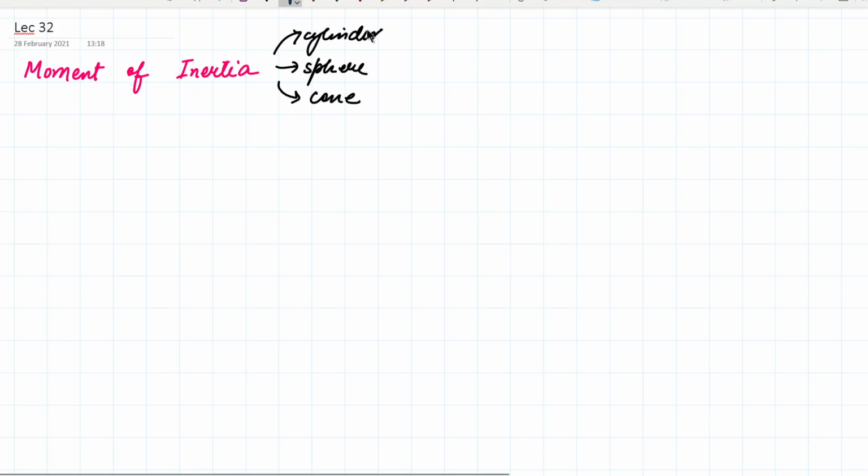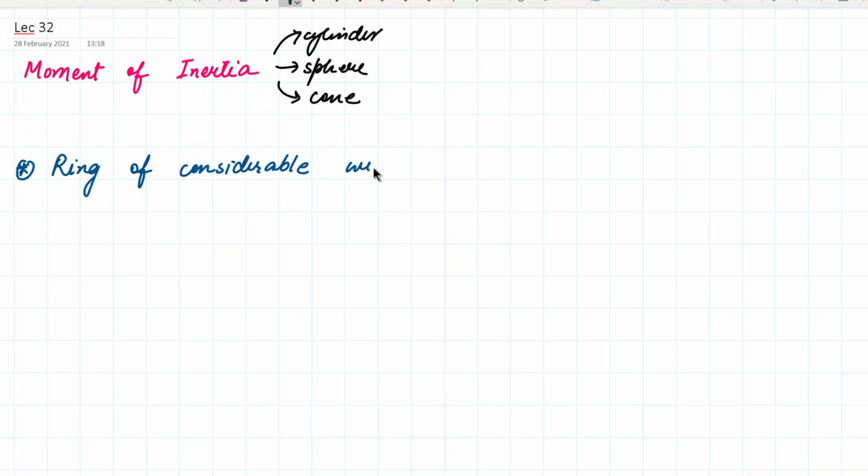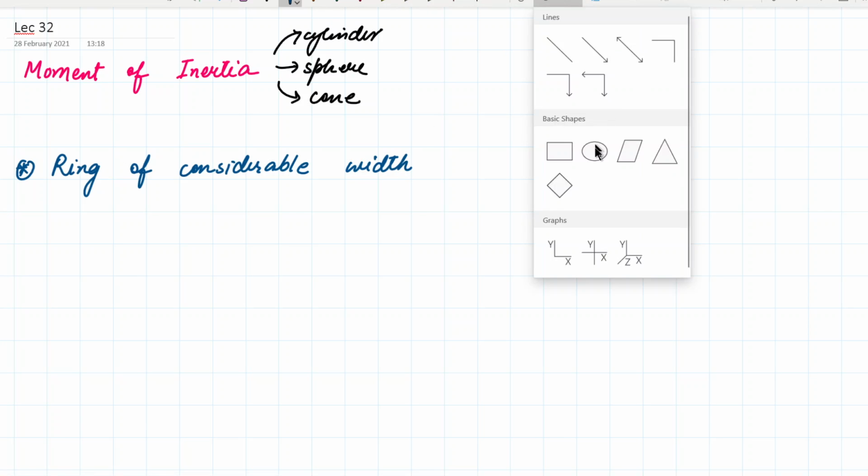So yesterday we talked about a ring of considerable width. So you had something that looked like this.